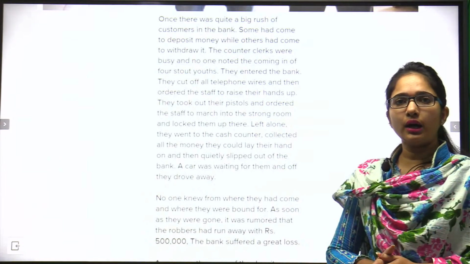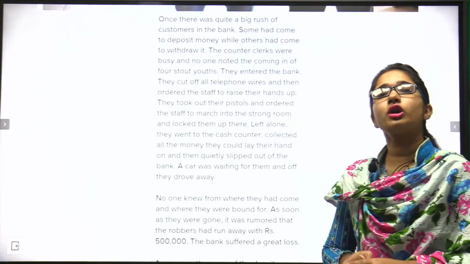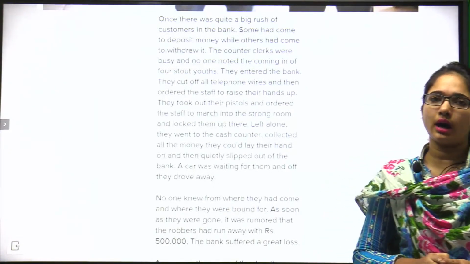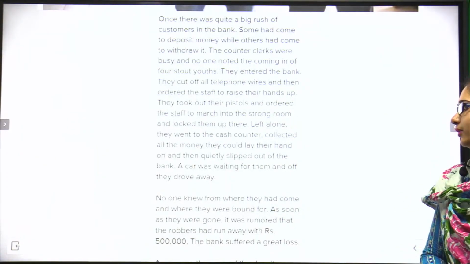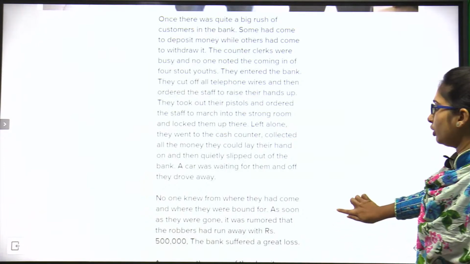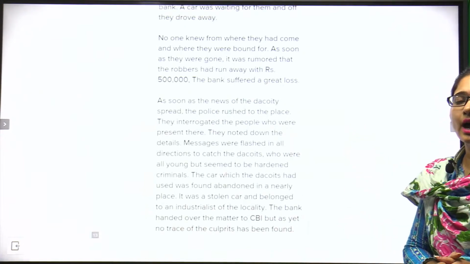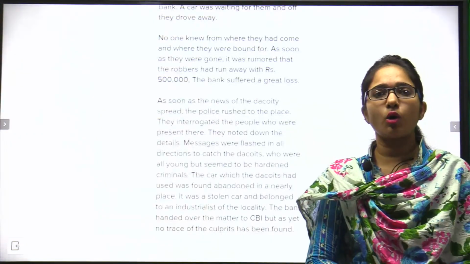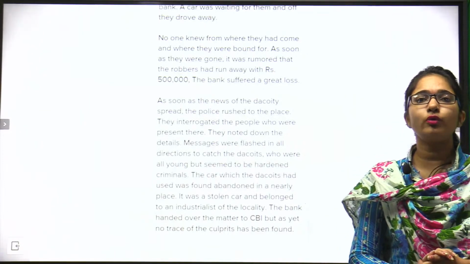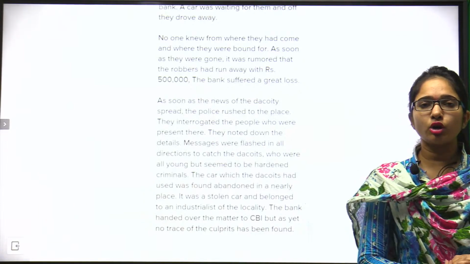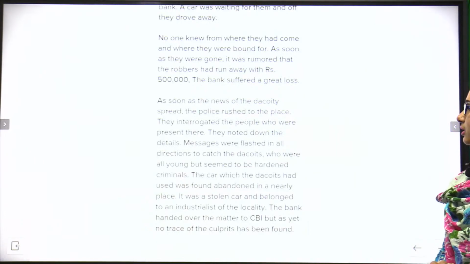That car also did not belong to them. They had stolen that car from somewhere. No one knew where they had come from and where they were bound for, because they had also stolen the car. Some of the people noted the number of the car to inform the police after the robbery, but still the car belonged to someone else.